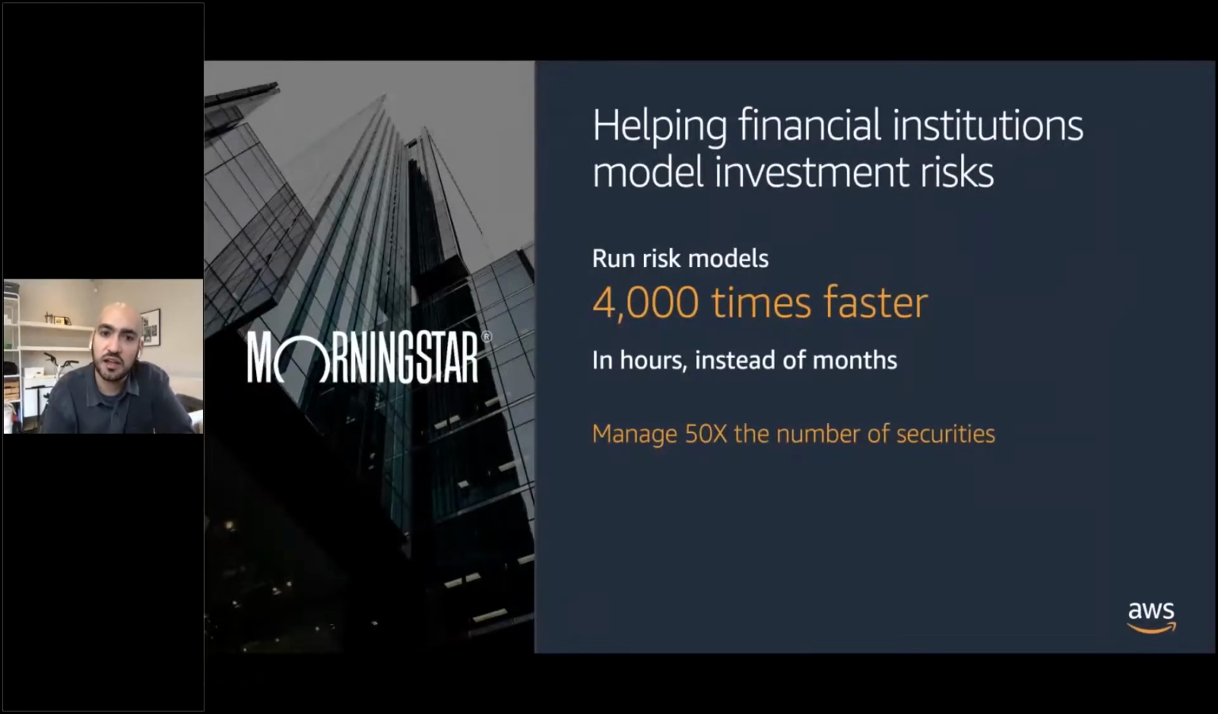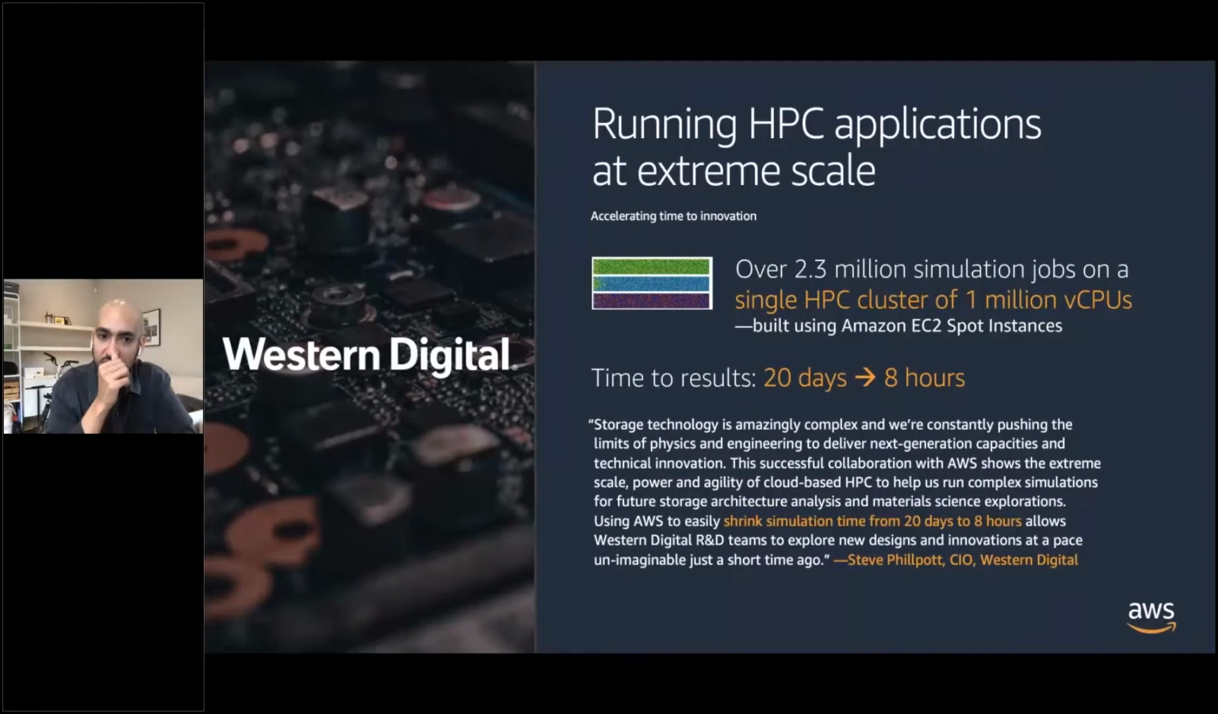Then, for example, you have these financial institutions. They are running risk models up to 4,000 times faster. So they can effectively have the same result in hours instead of months. And this is something that I find very interesting: Western Digital is accelerating the time to innovation and reducing the time to results, which was the thing that we were looking at in the previous slide, from 20 days to 8 hours, right? This is basically because of the capacity of scaling to virtually infinite CPU compute availability, right?